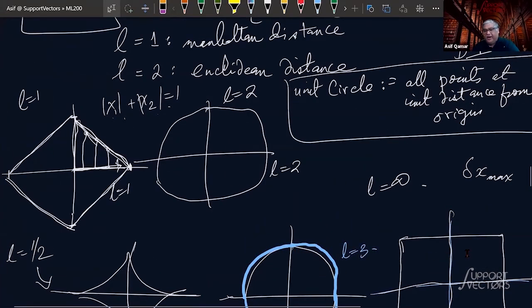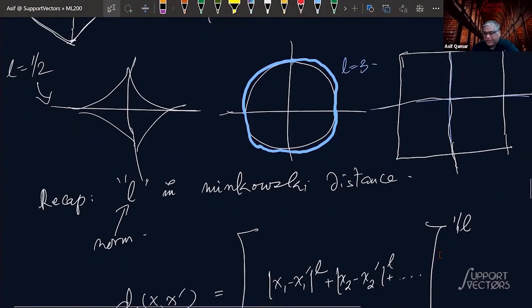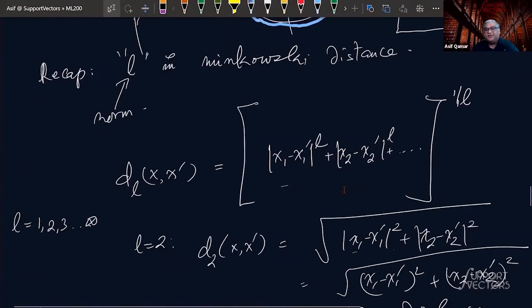L is equal to 3, and L is equal to infinity, the infinite norm. Minkowski distance is something that you should really review.